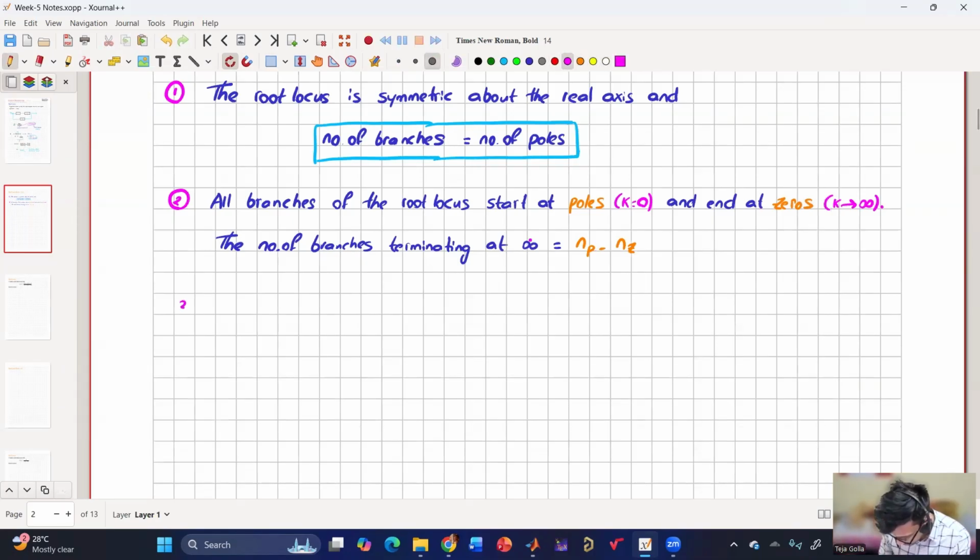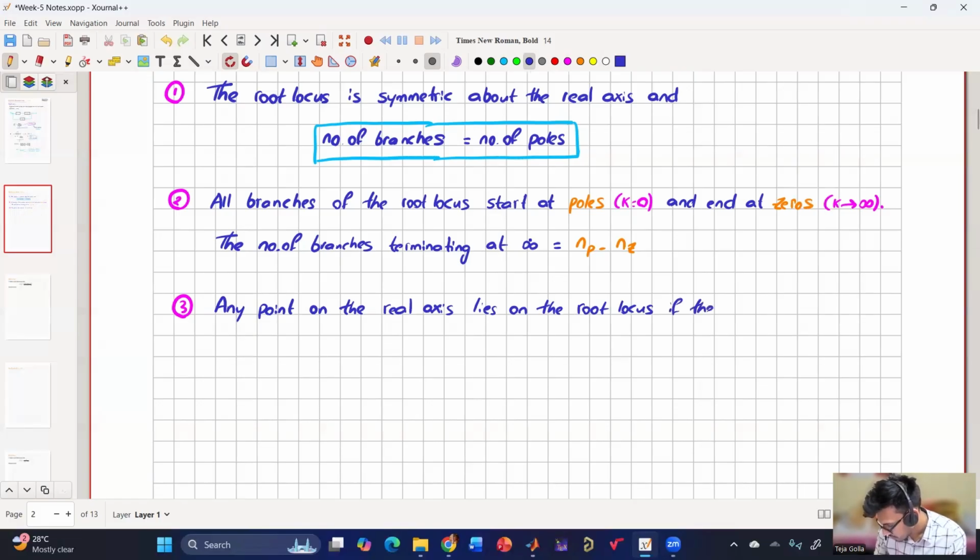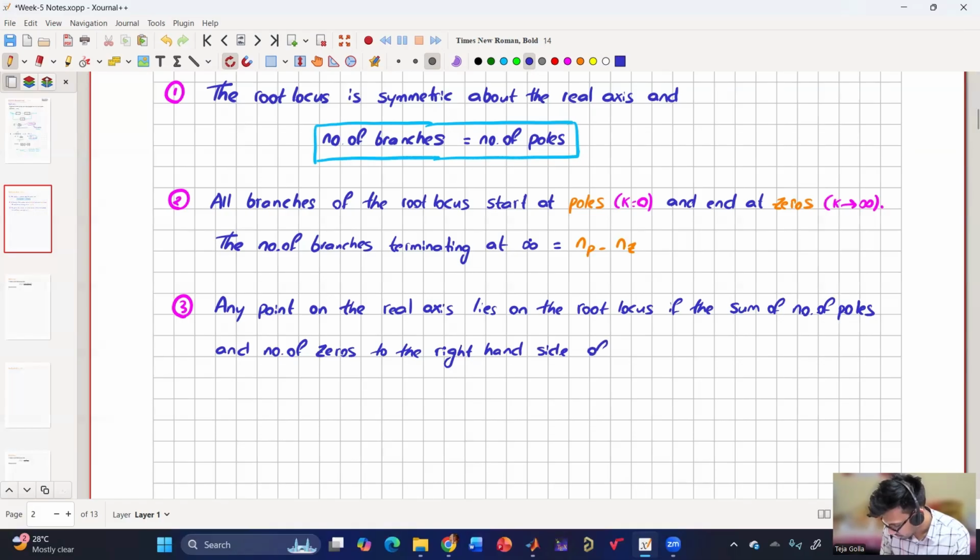Now coming to the third rule. Any point on the real axis lies on the root locus if the sum of number of poles and number of zeros to the right hand side of that point is an odd number.